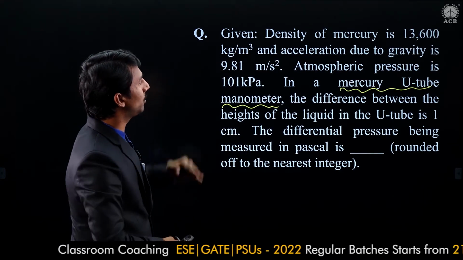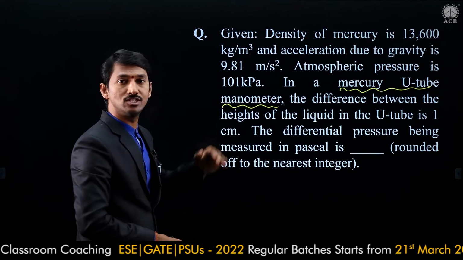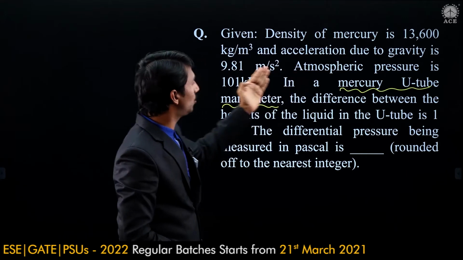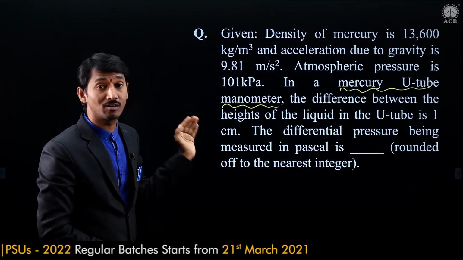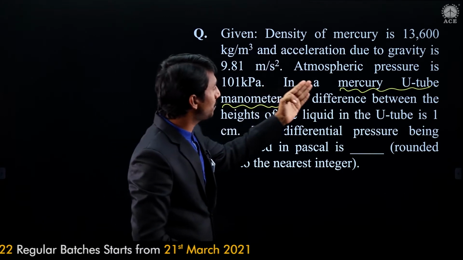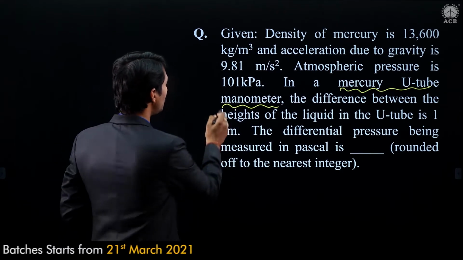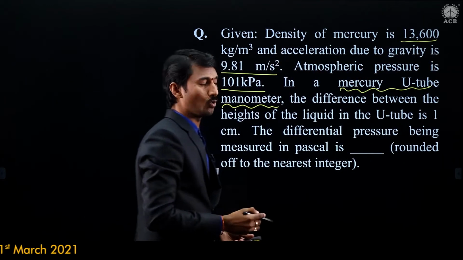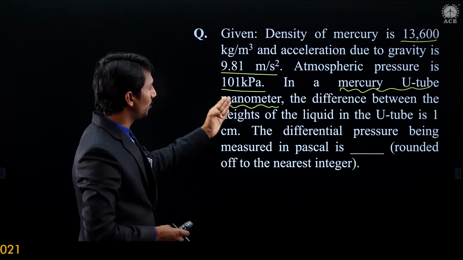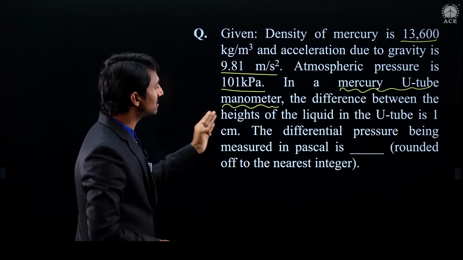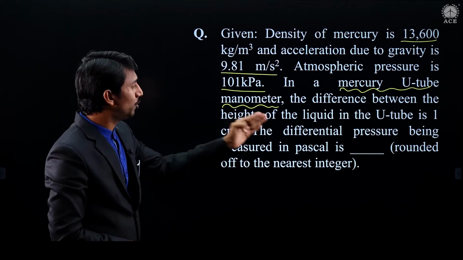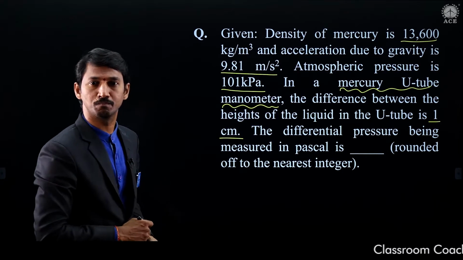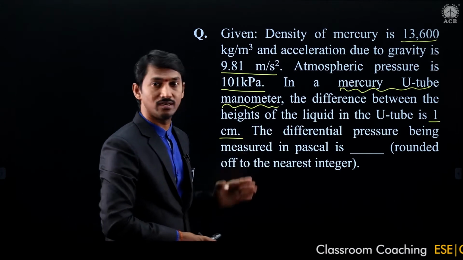Given the density of mercury is 13,600 kg per meter cube, and acceleration due to gravity is 9.81 meter per second square. Atmospheric pressure is 100 kilopascal. So atmospheric pressure, acceleration as well as the corresponding density is given. In a mercury U-tube manometer, the difference between the heights of liquid in the U-tube is 1 centimeter. So 1 centimeter height is given. The differential pressure, what is he asking?